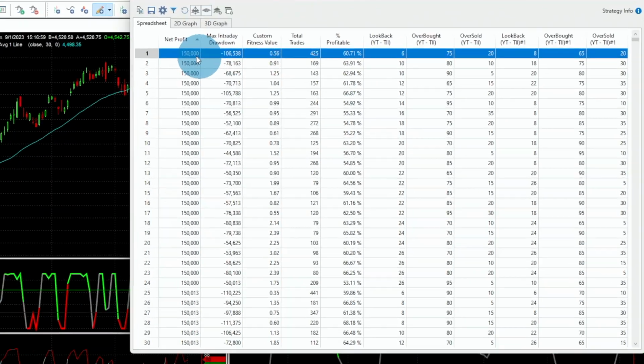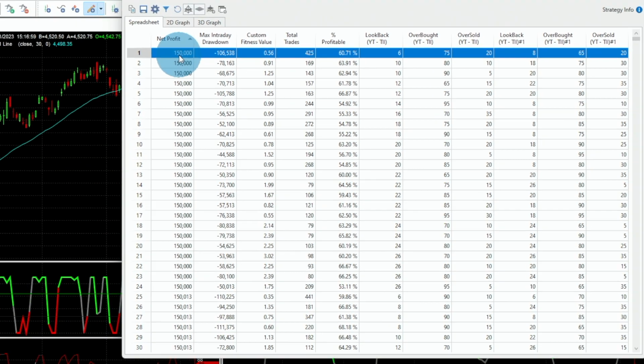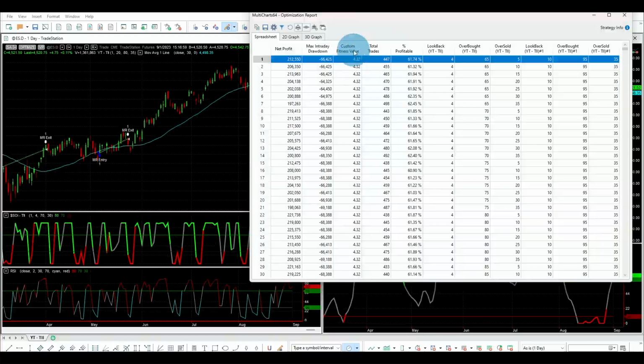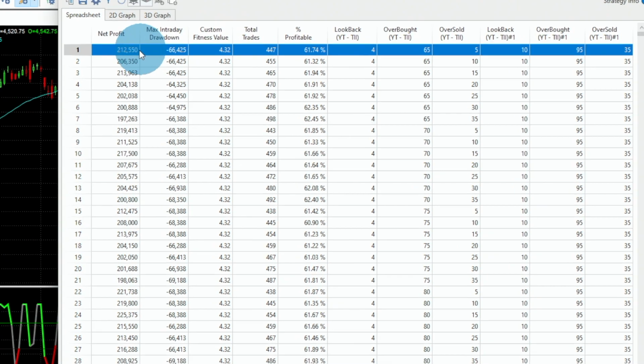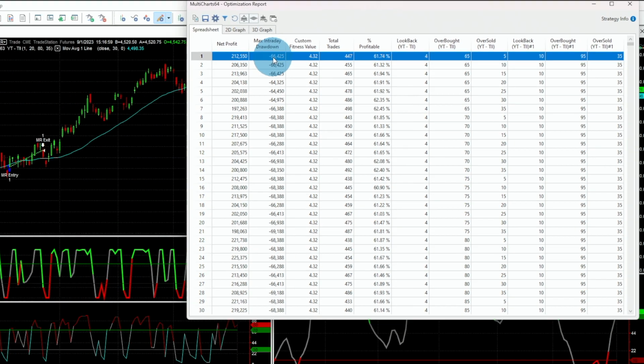So if I filter the strategies that are making at least $150,000, we still have over 245,000 strategies that are profitable. And if I sort by return to drawdown, this is the best strategy. So it's making 212 and losing 66.